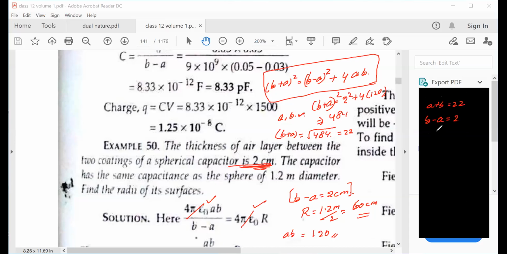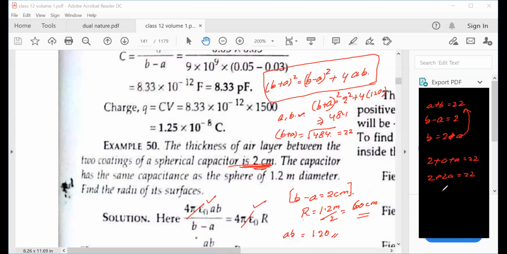So from this relation, what I'll do? I'll substitute A in place of B. So B is equal to 2 plus A. B is equal to 2 plus A. I'm going to substitute this in the upper part. So it is 2 plus A plus A is equal to 22. So it is 2 plus 2A is equal to 22.